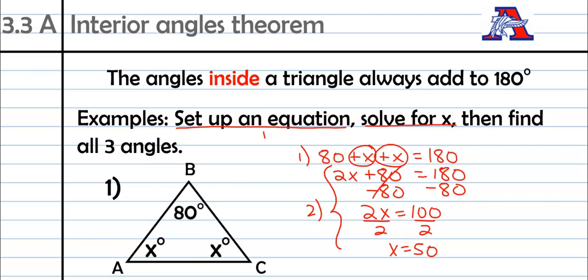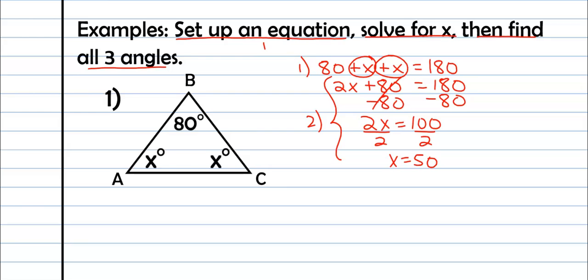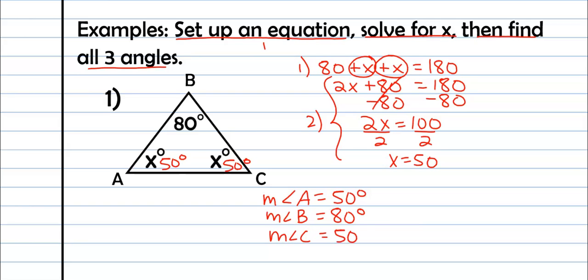All right, and then step three is to actually find all three angles. It's not going to be very difficult in this case because if x is 50, then this angle here is 50, and this angle here is also 50. So let's just list them in order. Measure of angle A is equal to 50 degrees. Measure of angle B is equal to 80 degrees. And measure of angle C is equal to 50 degrees. It's always a good idea to glance at those, double check, and make sure that those do in fact all add to 180, which they do. So we're good to move on to the next one.